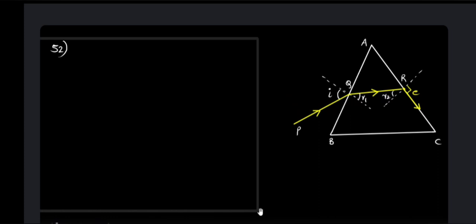Now question 52: calculate the value of the angle of incidence. So we have to find out this angle I, the angle of incidence, when a ray of light is incident on one face of an equilateral glass prism. So A is given to us as 60 degrees, and it produces an emergent ray which just grazes along the adjacent face. So it is grazing, so the angle of emergence is 90 degrees over here, correct? The refractive index of the glass prism is given as root 2. We have to find out the angle I.